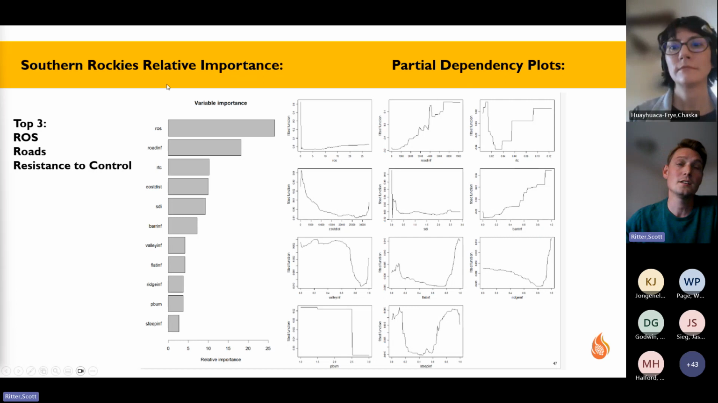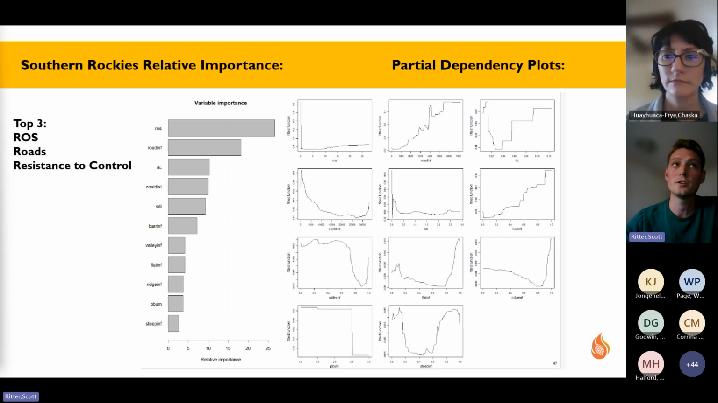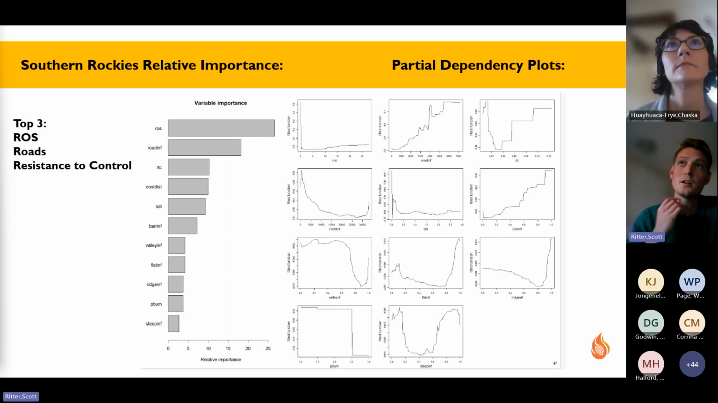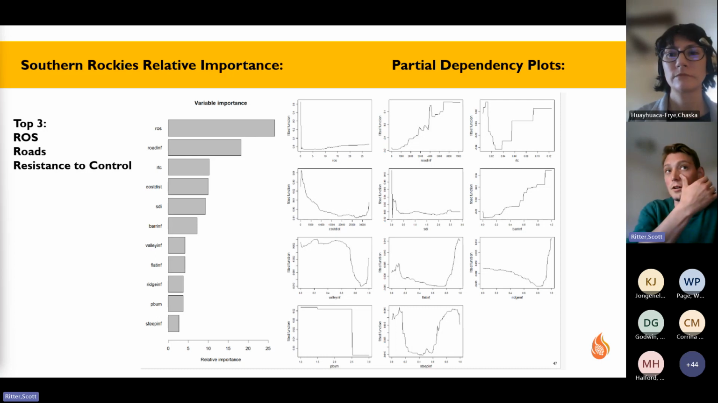So in the Southern Rockies, I'll just start off by saying that the model data set for these fires, there's a lot of large fires that were very challenging to control that do a lot of the driving in this model. But the top 3 predictor variables were modeled rate of spread, distance to road, and then resistance to control, which once again is about that fuel model type and how hard it is to put line in a given fuel model type.